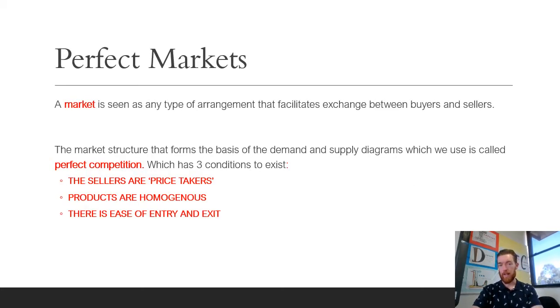Now we look at perfect markets. So in year 11, you would have looked at 4 types of market structures: perfect competition, monopolistic competition, oligopoly, and monopoly. We look at perfect competition in year 12. That's all you need to know about.